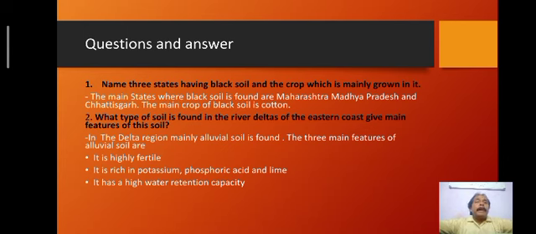So what are the main features of a delta? So a delta contains the alluvial soil. So the answer will be, in the delta region mainly alluvial soil is found. The three main features of this alluvial soil are: it is highly fertile, it is rich in potassium, phosphoric acid and lime, and it has a high water retention capacity.